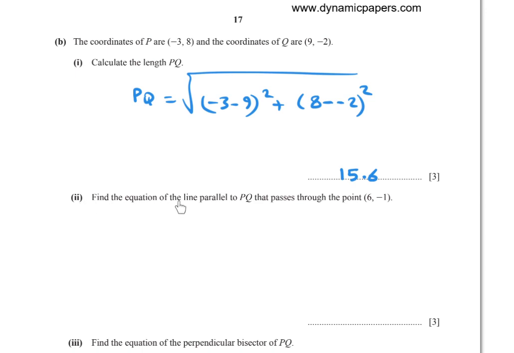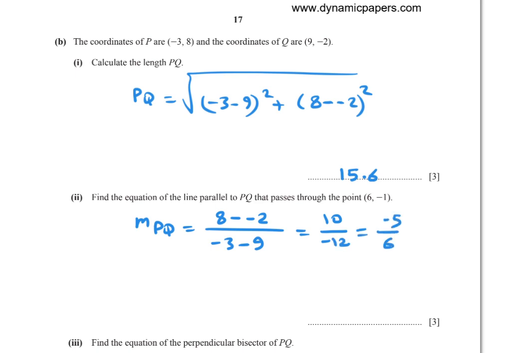Double I, find the equation of the line parallel to PQ and that passes through the point (6, -1). We need to find the gradient of PQ, y minus y, so 8 minus -2, over x minus x, so -3 minus 9, equals 10 over -12, in the simplest form, -5 over 6.